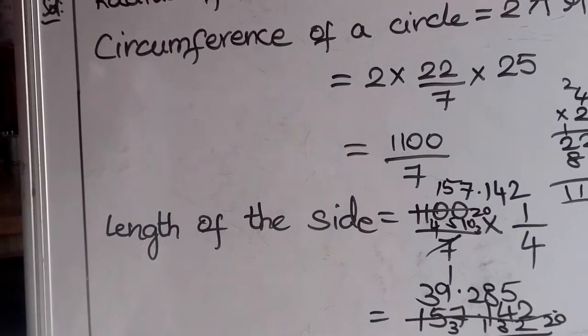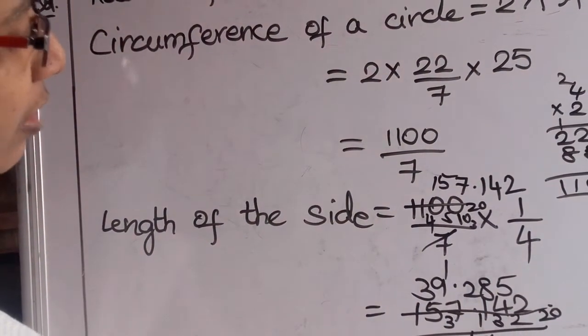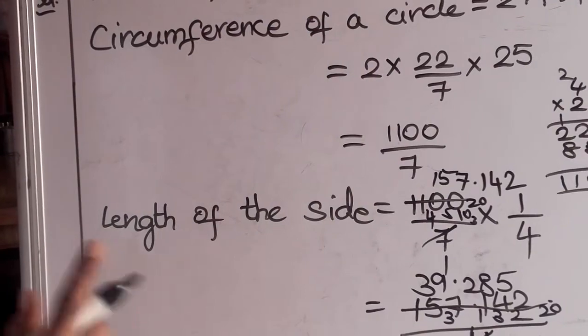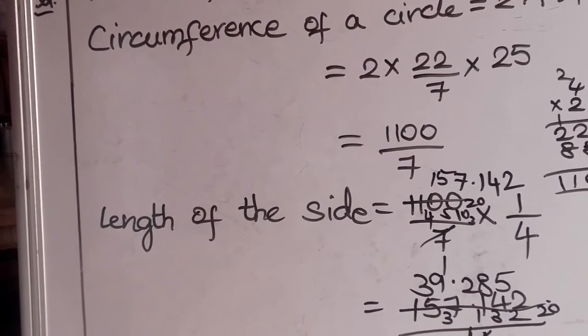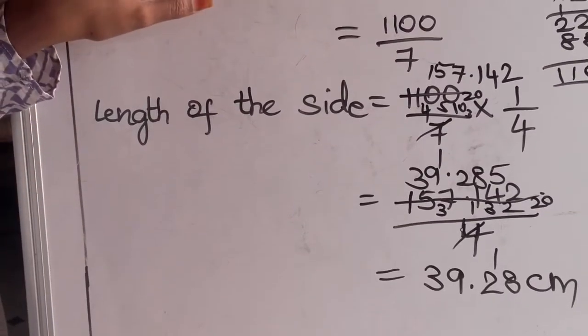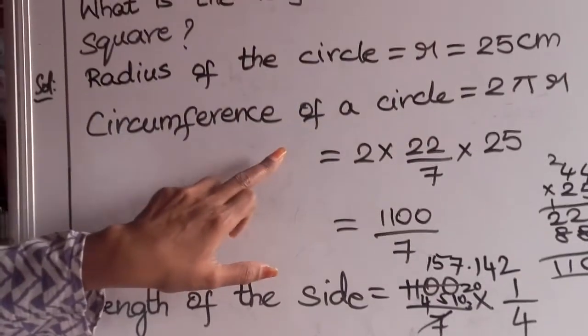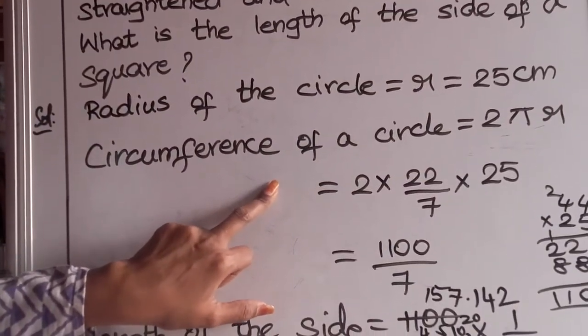39.28. I am going to take 2 digits only. Centimeters. This is the length of one side. Understood this? First, what did we do? The radius of the circle is given. Then we found out the circumference of the circle.